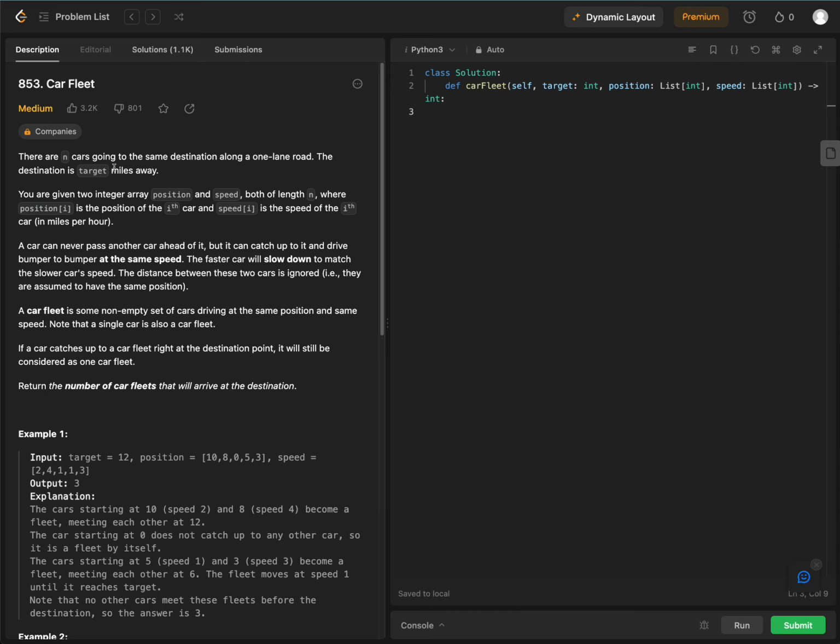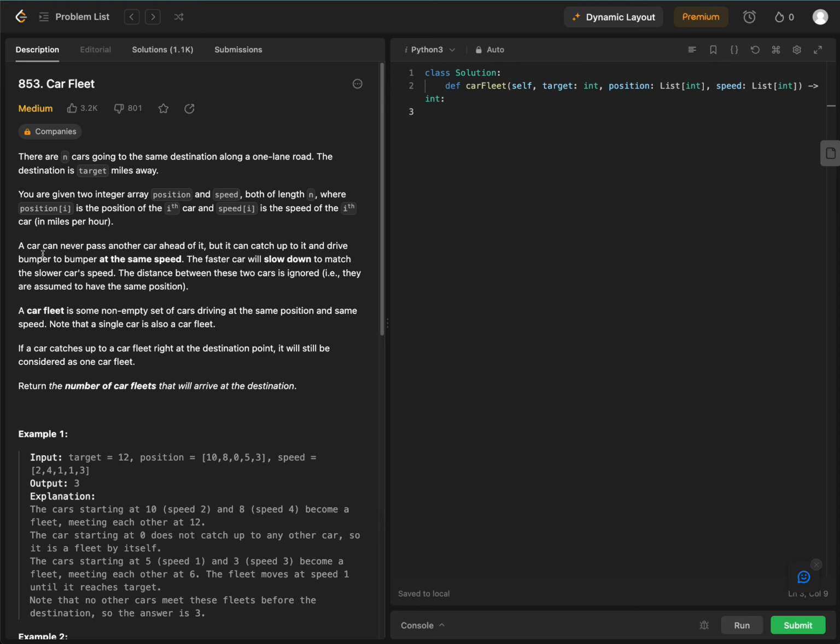We have a destination that is target miles away, and we're given two integer arrays, position and speed, both of length n, where the element in position[i] is the position of the ith car. So in total there are n cars, 0 to n minus 1, and speed[i] is the speed of the ith car. Each car has a position and each car has a speed.